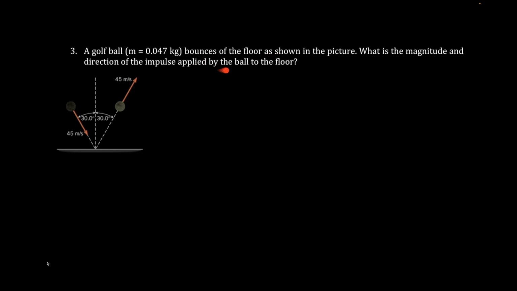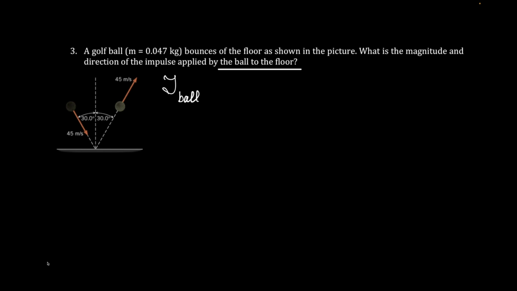Here's the interesting thing: by the ball to the floor. Remember Newton's third law: every action has an equal and opposite reaction. So if we figure out the impulse delivered to the ball by the floor and reverse the direction, that will be the impulse delivered by the ball to the floor. So let's start with the impulse to the ball, and then we will transpose it in the opposite direction to answer the question posed in this picture.